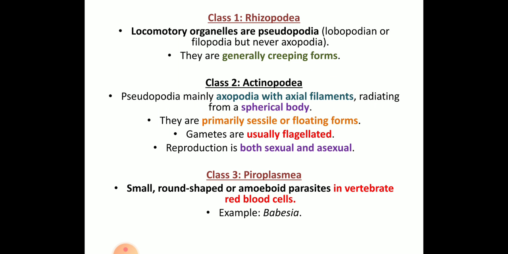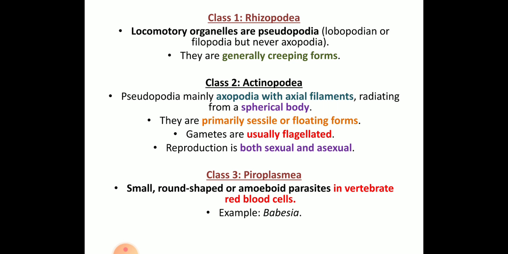Class 2, Actinopodea. So here the pseudopodia are mainly axopodial with the axial filament. So usually they are having the spherical body, and primarily sessile, and later they form the floating form. So primarily once they take birth or when they are young, they are attached to the substratum, and later they become the floating form. And gametes are usually flagellated because they have to move from one place to another during the fusion. So that is how the gametes are flagellated, and reproduction takes place by sexual and asexual. And next class 3, that is Piroplasmea.